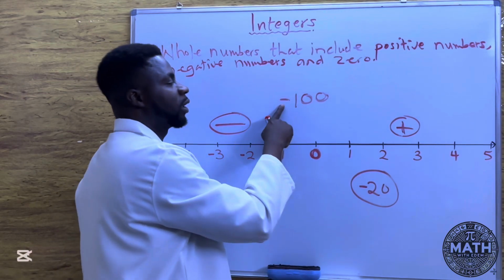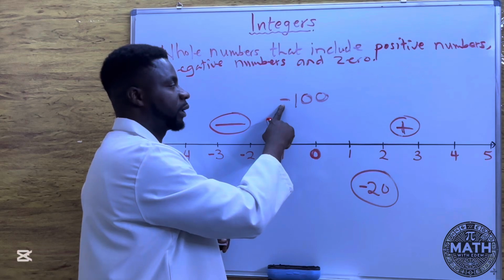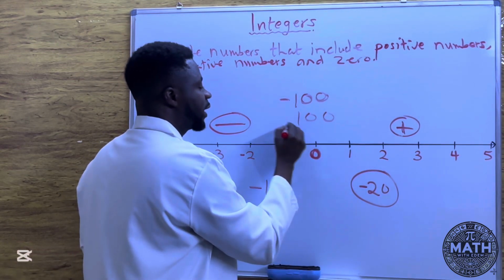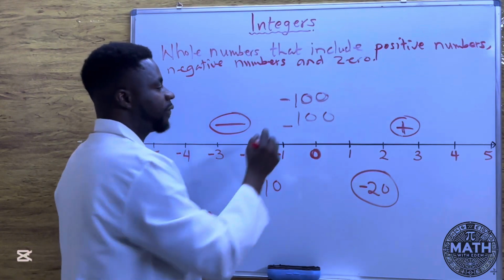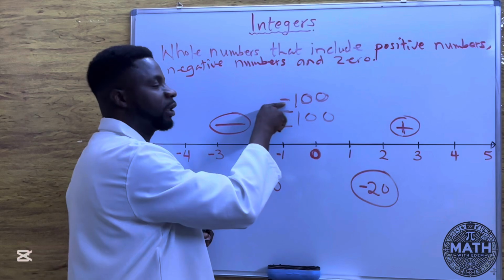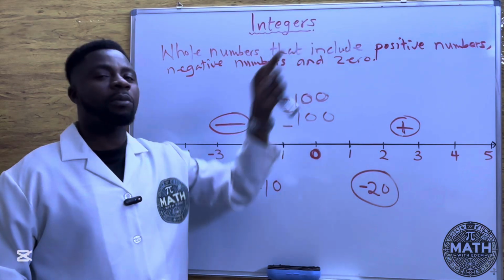In writing negative numbers, make sure that the minus sign is in the middle like this. So this is negative 100. Now if I write 100 and I put the negative here, this is wrong. Or if I bring the negative up, this is wrong. The negative should always be in the middle. We are learning about integers.